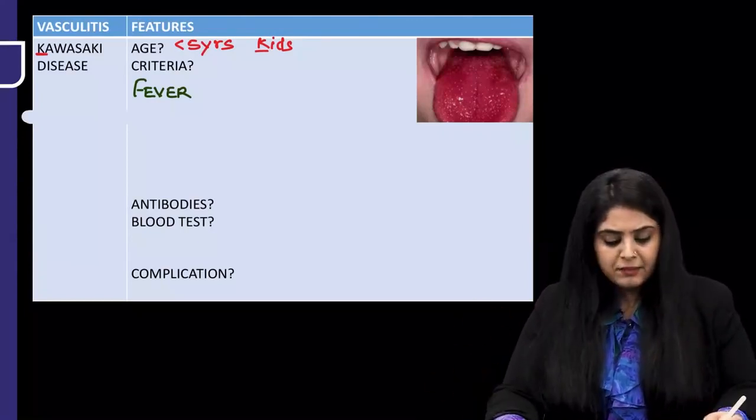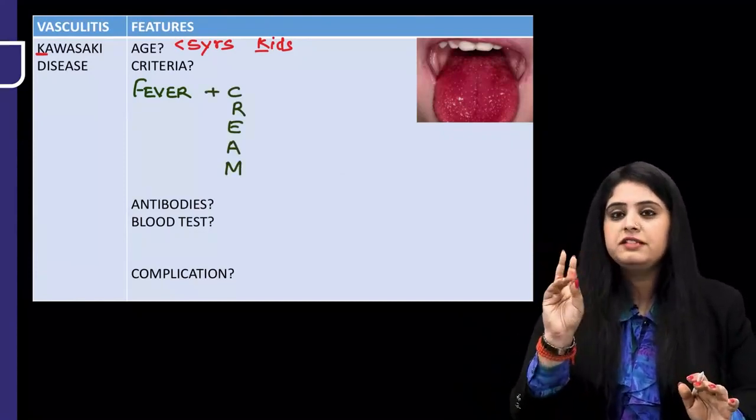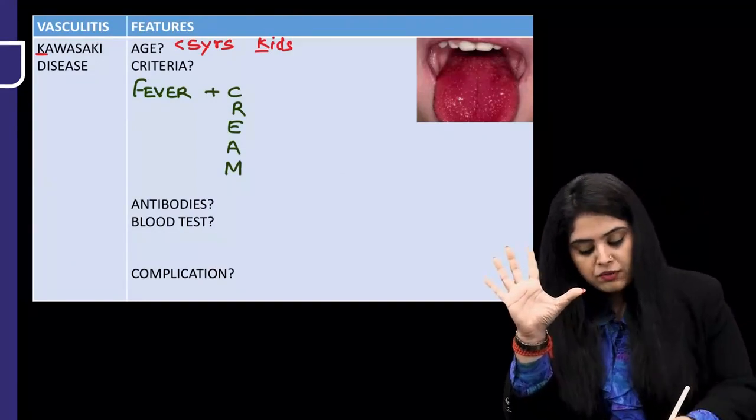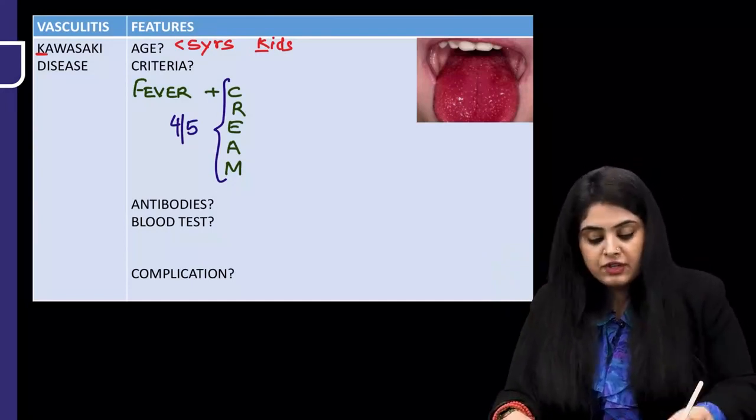After that, there is something that we follow as the CREAM criteria. How many criteria? 5, right? CREAM, 5. Out of these 5, even if any 4 are present, I'll say that's it. That is Kawasaki. So what is the mandatory criteria?